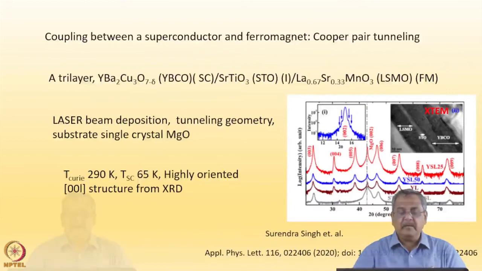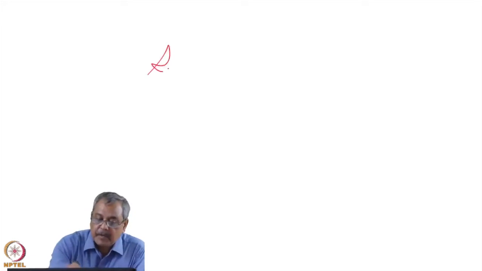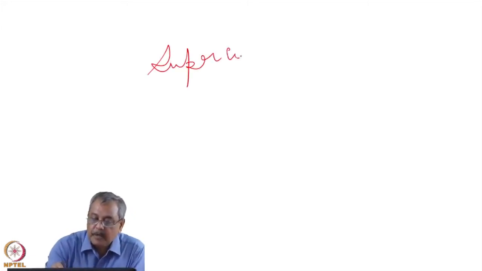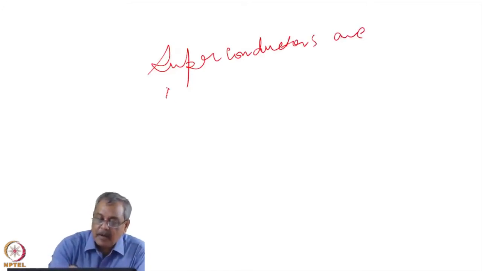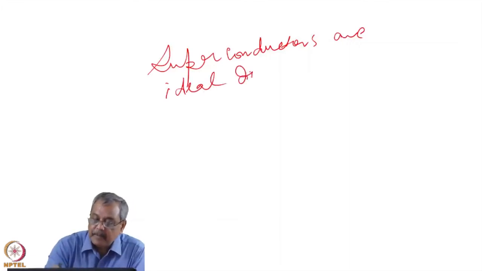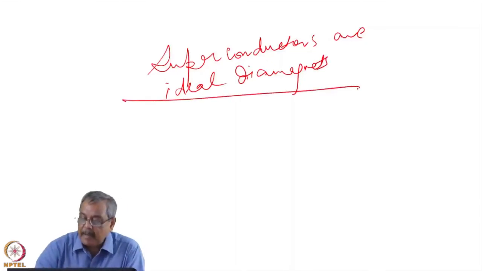Another interesting thing is coupling between a superconductor and a ferromagnet. This is an ideal sample for polarized neutron reflectometry. Reason being, we know that superconductors are ideal diamagnets. That means they repel any magnetic field, and generally you are familiar with this picture.